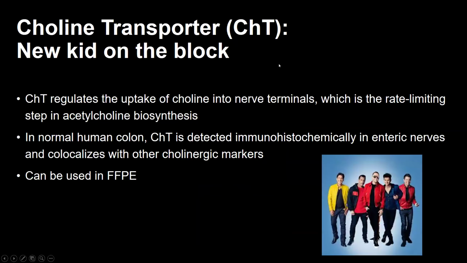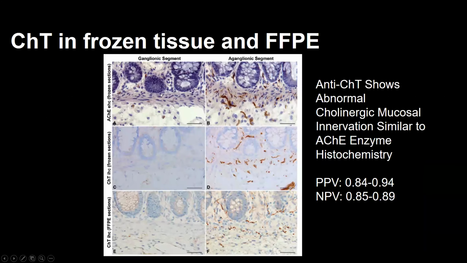And then the last stain that I wanted to share is choline transporter. It's the new kid on the block. A lot of people had a lot of faith that this would be very, very helpful. And of course, it can be used on frozen section tissue and FFPE. It has a very similar staining pattern to acetylcholinesterase. So here on top is the acetylcholinesterase in the aganglionic segment. And as I mentioned before, you don't have any staining in the ganglionic segment. And so when you use choline transporter, it has exact same staining. So the presence of this coarse irregular staining would be useful, and you can see it has a good positive predictive value and negative predictive value.